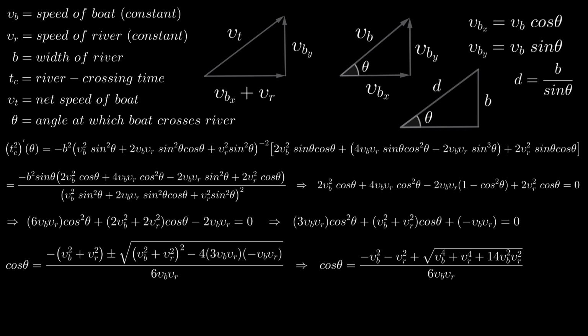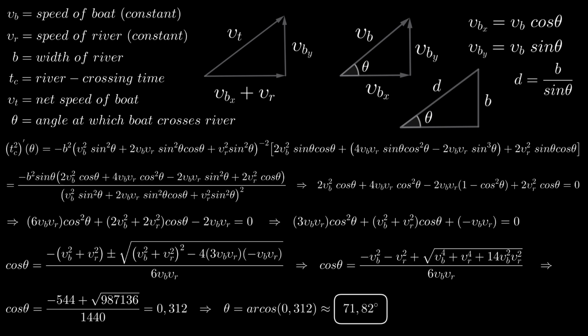And this is a good time to start plugging in our numbers, our initial conditions, because we can only go so far working symbolically, because the formula is going to be pretty complicated, my friends. So what do our initial conditions say? They say that the speed of the river is 20 kilometers per hour, the speed of the boat is 12 kilometers per hour, the width of the river is 30 kilometers, and so we plug those numbers in our cosine theta formula, and we end up with cosine of theta equals 0.312, which is theta equals arc cosine of 0.312, which is approximately 71.82 degrees.